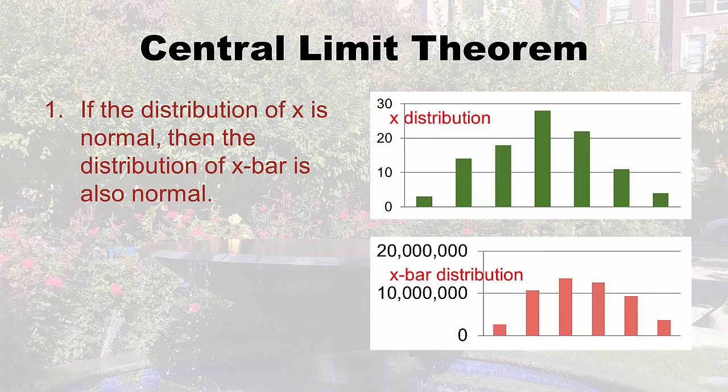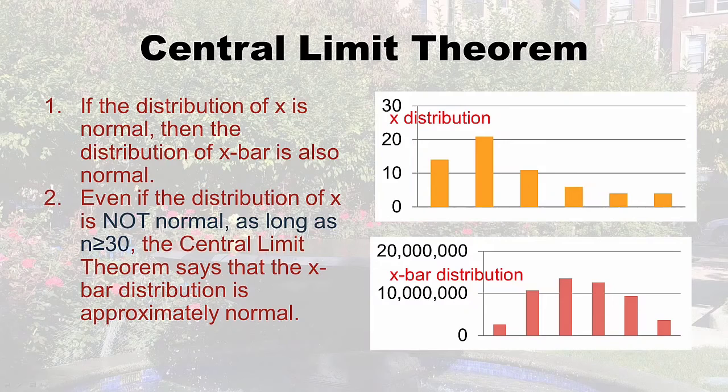Okay, here's more on the central limit theorem. So if the distribution of x is normal, then the distribution of x bar is also normal. So if we look at the top, that's an example of just an x distribution. And then if you take all those samples and get all those x bars, and then make the histogram, you'll see the pink one down lower, the x bar distribution. This is just a pictorial example.